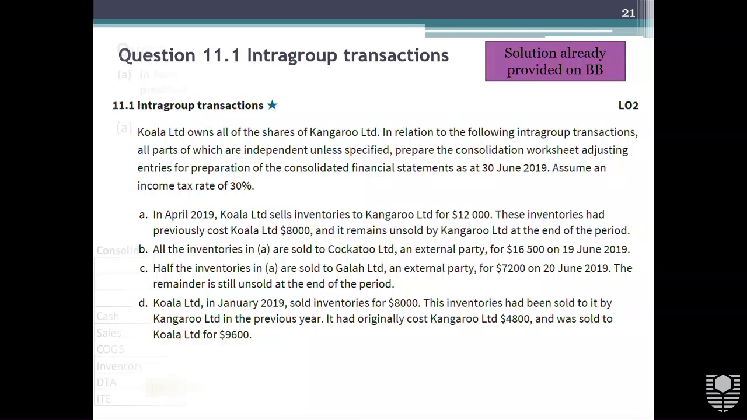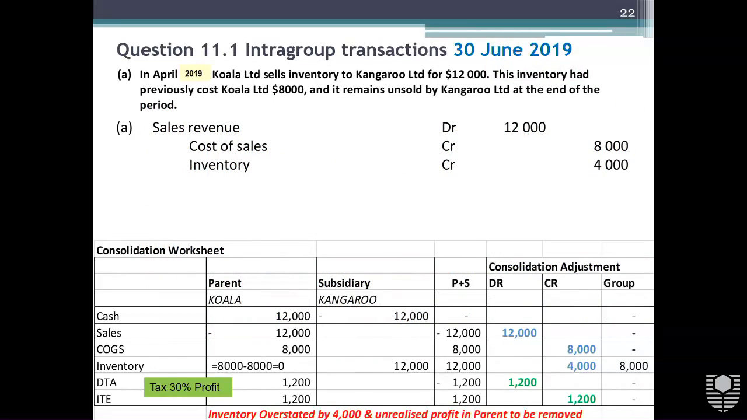So we start off easy and then we'll work our way through. All right, so Koala owns all of the shares in Kangaroo in relation to the following group transactions. All of the transactions are treated independently unless specified otherwise. So we have to do our worksheet entries as at the 30th of June, assuming a tax rate of 30%. So A, in April 2019, Koala sells inventory. So Koala is the parent. They've sold inventory to Kangaroo for $12,000. This inventory had previously cost Koala $8,000 and it remains unsold at the end of the period.